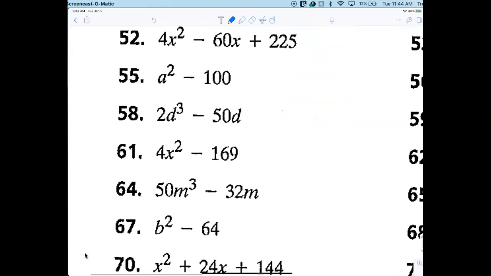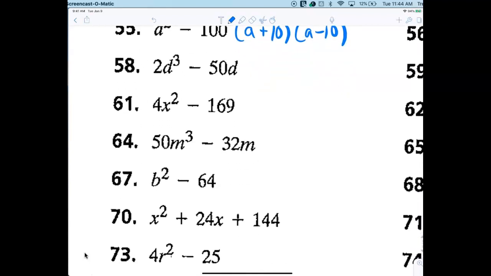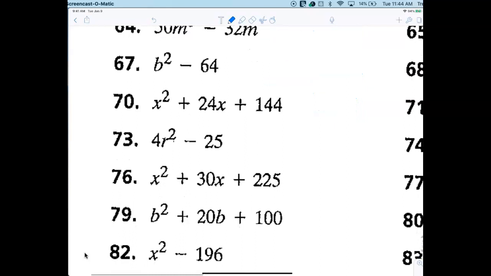Number 55. Take a breath. Mr. Stauffer, tell me. A minus 10. Yay. A minus 10, A plus 10. Easy, easy, easy. 61. Final answer. Think about it for a second. So tell me the answer now. 2x plus 13 and 2x minus 13. Beautiful. Bo, 67.